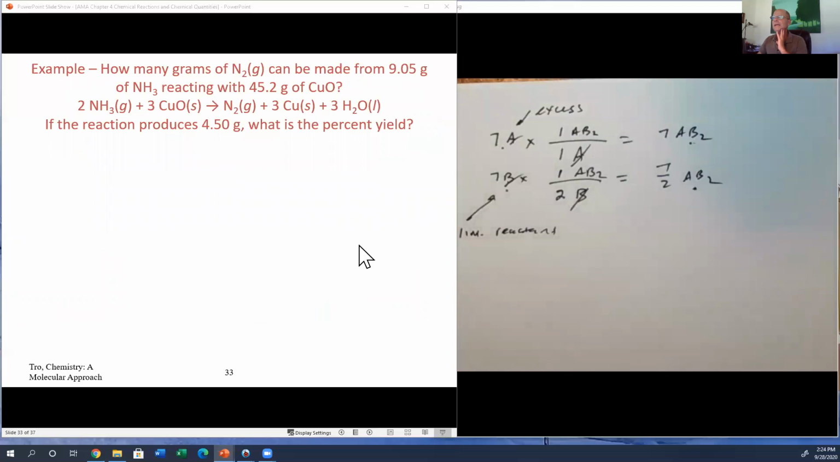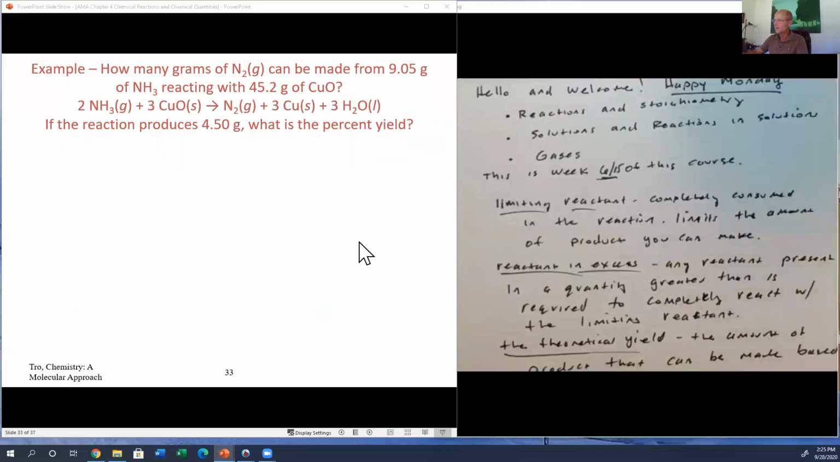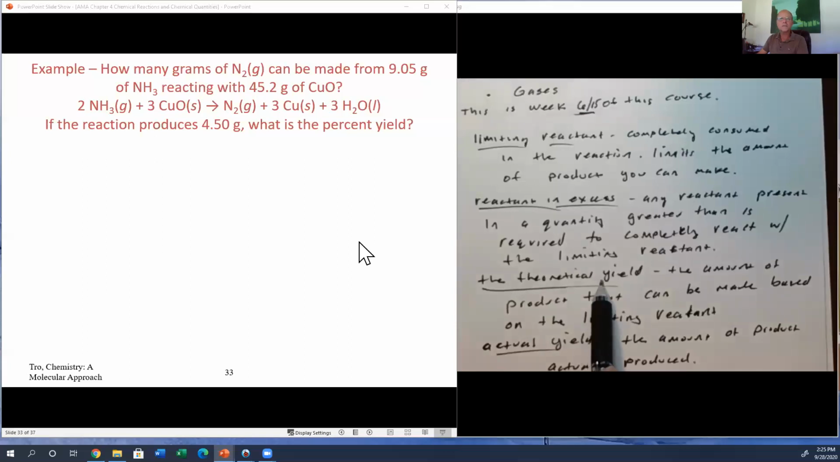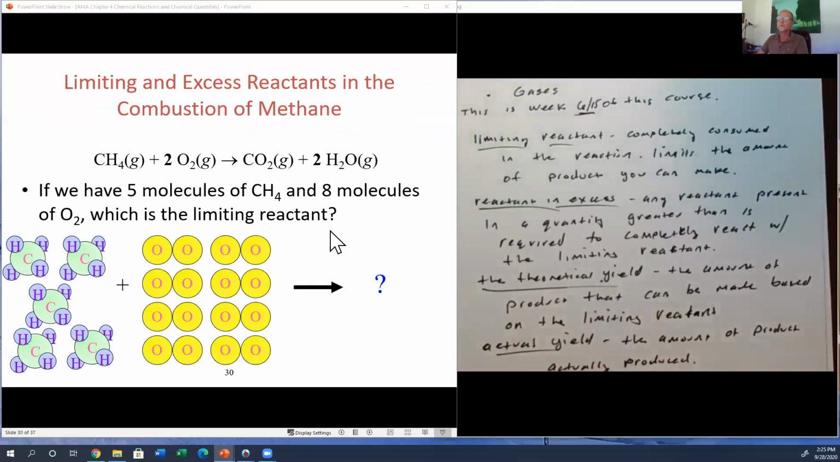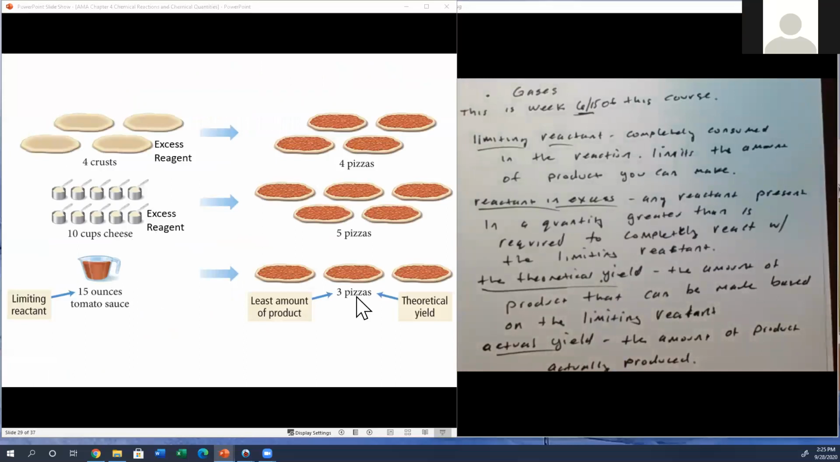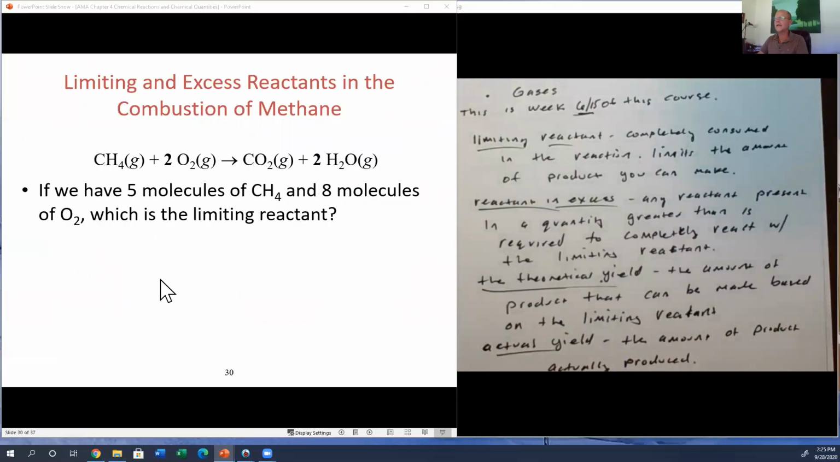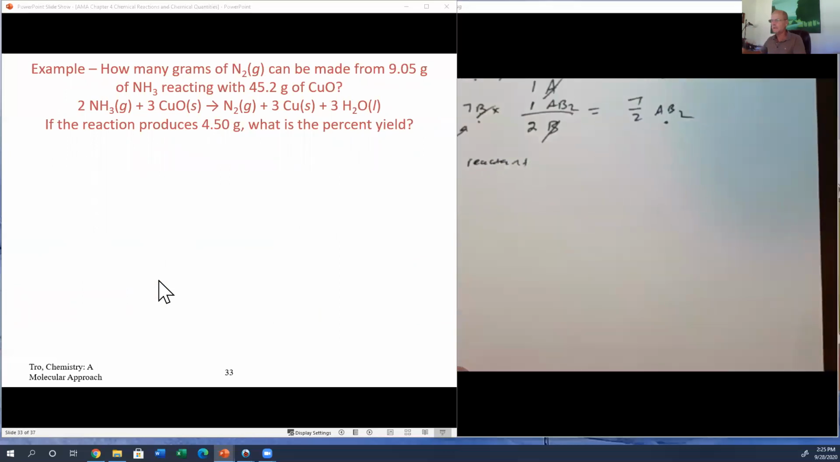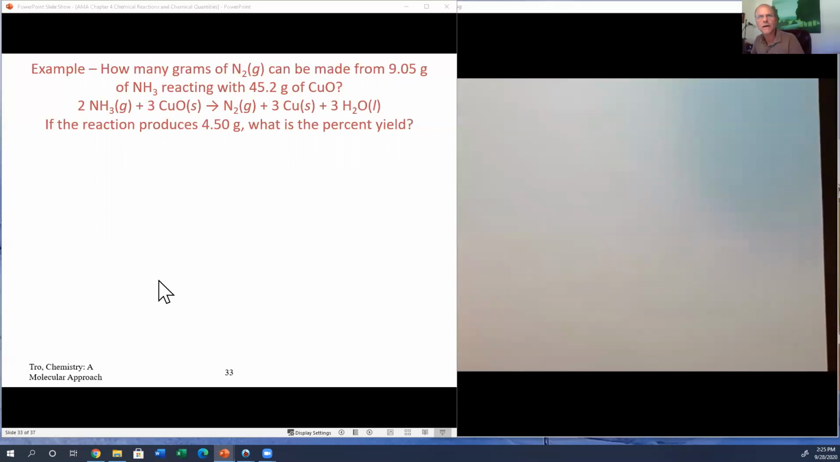Now the limiting reactant determines the amount of product you can make. So when you're calculating the theoretical yield, you base that on which of the reactants, the limiting reactant or the one in excess? Go back to our pizza. When we were figuring out the theoretical yield of pizzas, we determined that based on the limiting reactant. So it's the same thing for a chemical reaction: you base it on the limiting reactant. So let's do a full problem here, and then you'll have a chance to do one.